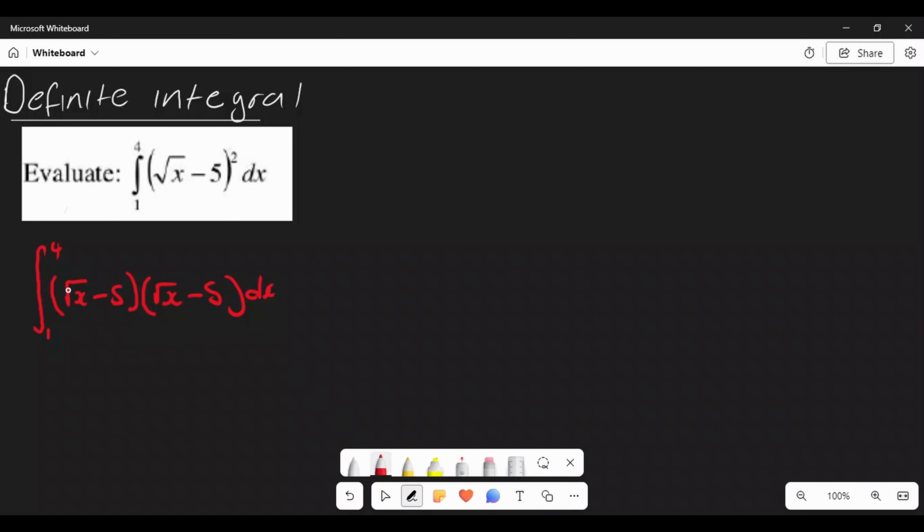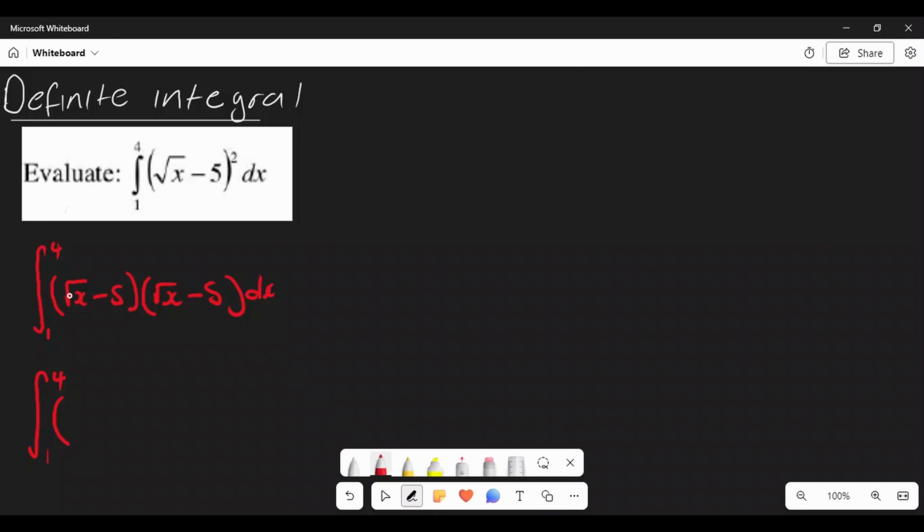All right, so from here we're going to do FOIL. So remember, the sigma and the dx are going to remain there. By the way, we are integrating in terms of x. So let's start. So you're going to do FOIL.